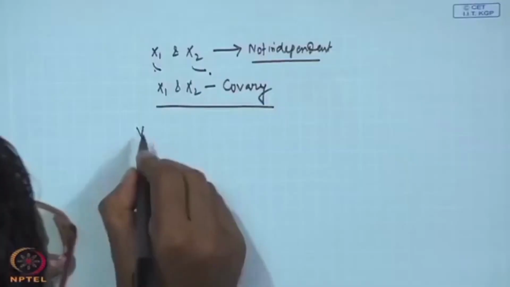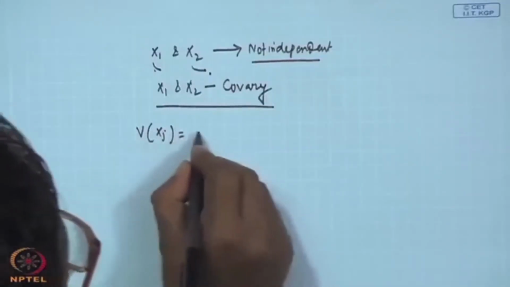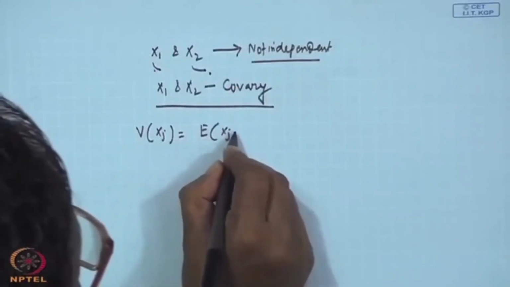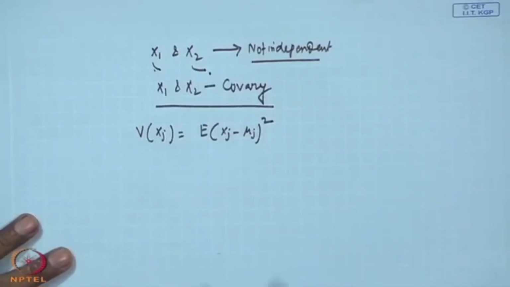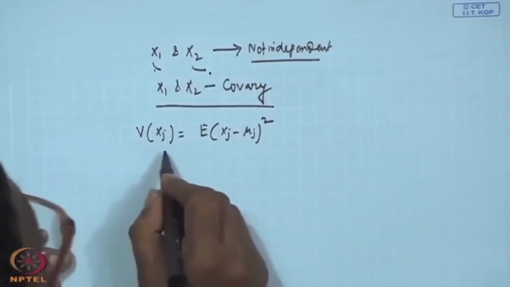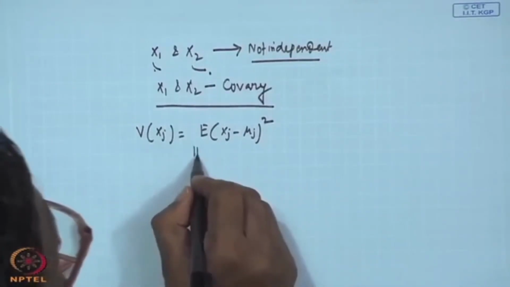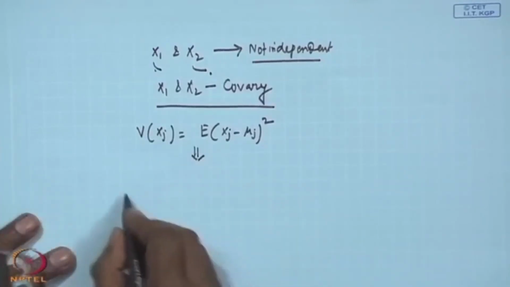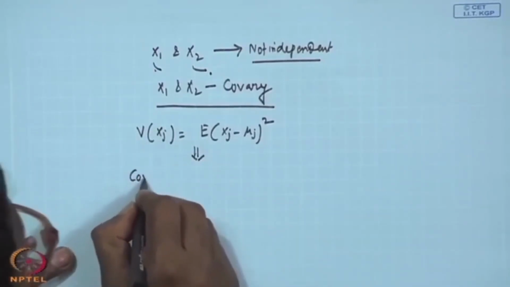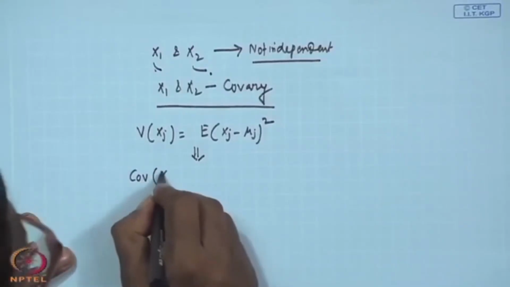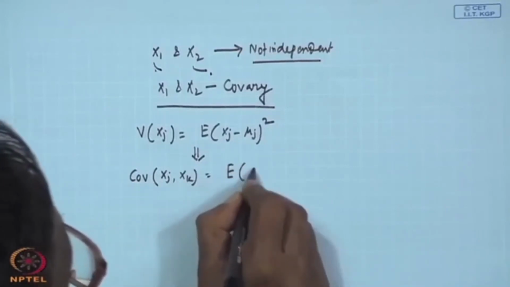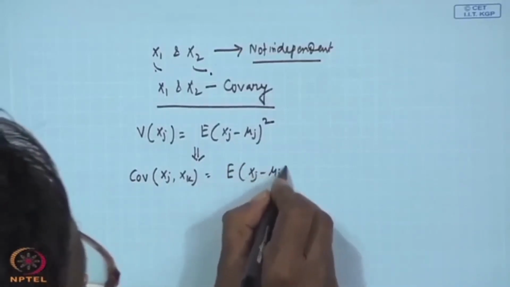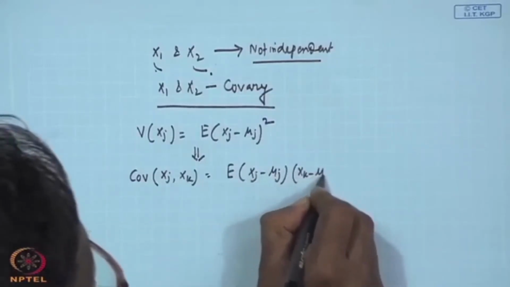Now I will write again the variance of x_j, which we have written as the expected value of (x_j minus mu_j) square. If I do a little manipulation and write like this, there is a formulation called the covariance between x_j and x_k. If I write it like this: (x_j minus mu_j) into (x_k minus mu_k).